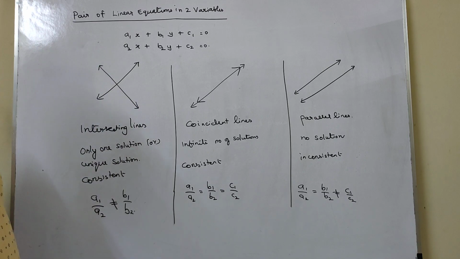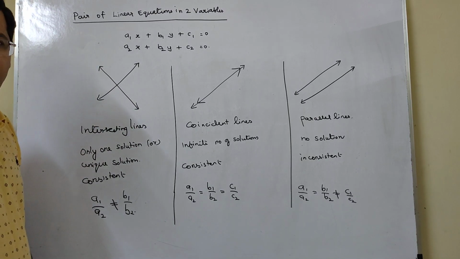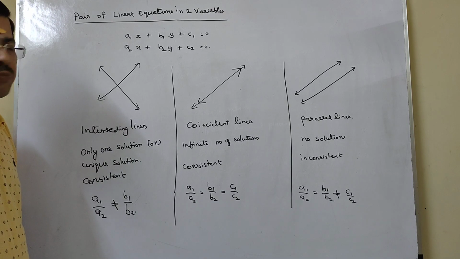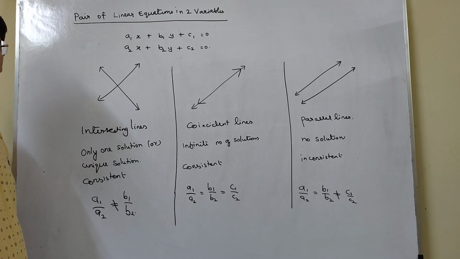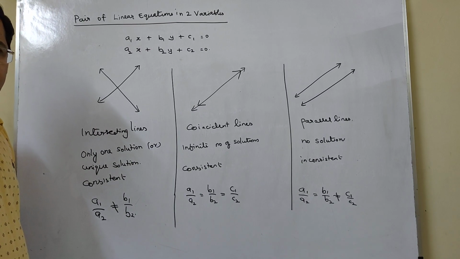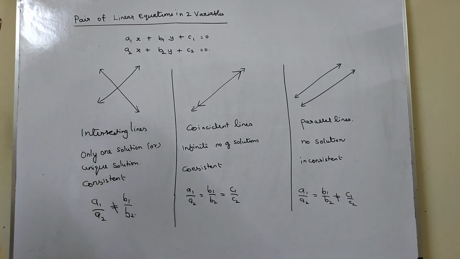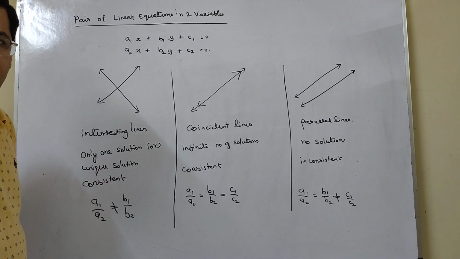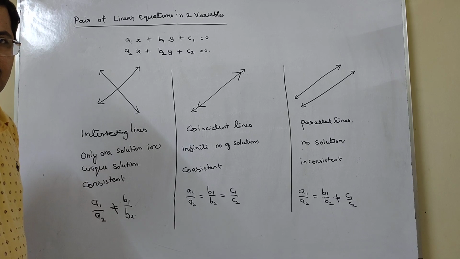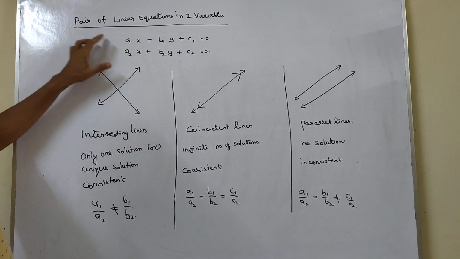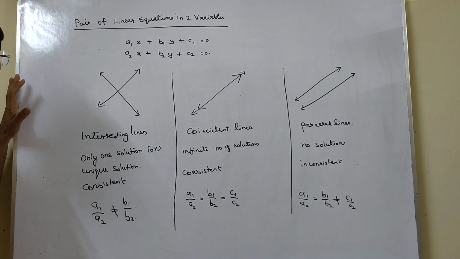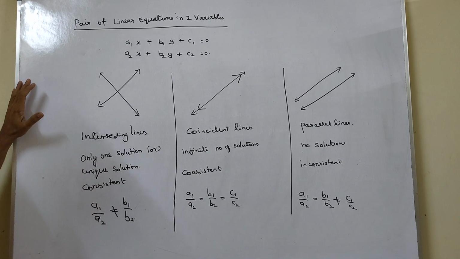This is a general form of pair of linear equations in two variables. Here x and y are the two variables. a1, b1 and c1 are the coefficients. Same way a2, b2, c2 are the coefficients. And the degree of this variable is 1. Since the degree is 1, we call it as linear equation. So this is a general form of pair of linear equations in two variables. And these equations will occur in pair only.